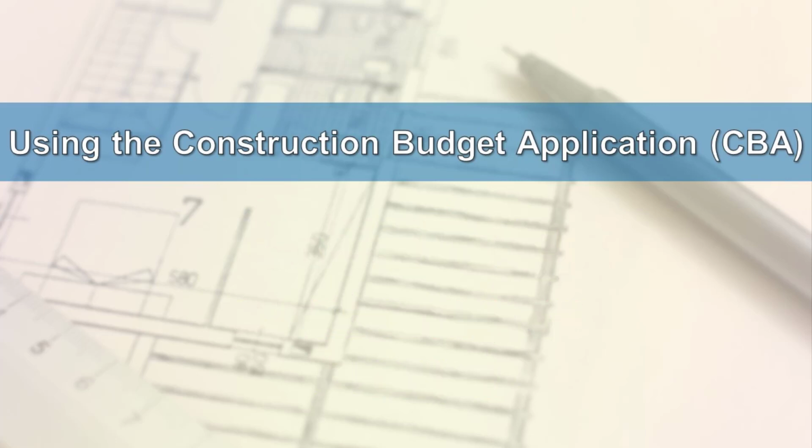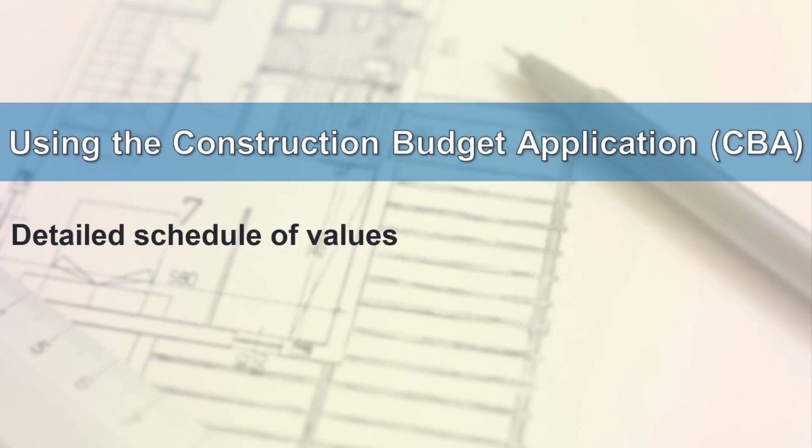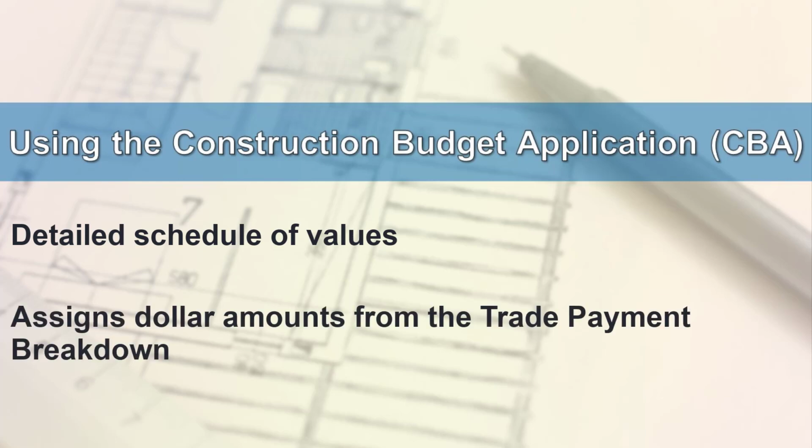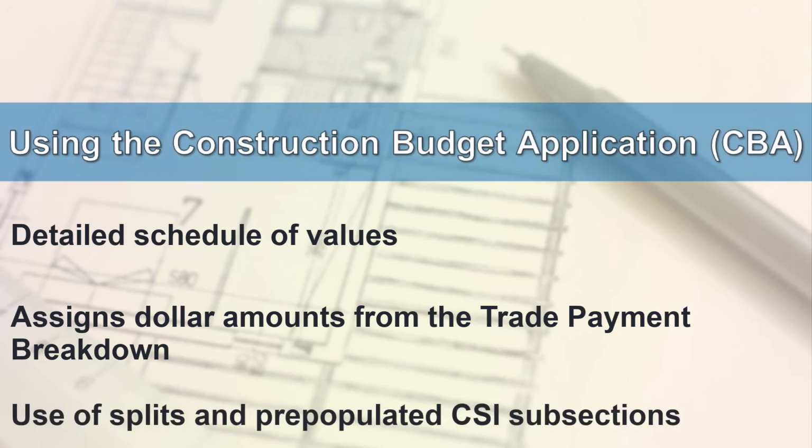The subcategory budget is a detailed schedule of values which assigns dollar amounts from the trade payment breakdown to specific tasks and site locations. This is accomplished through the use of splits and pre-populated Construction Specifications Institute, or CSI subsections. We'll focus more on splits and the pre-populated subsections later in this video.